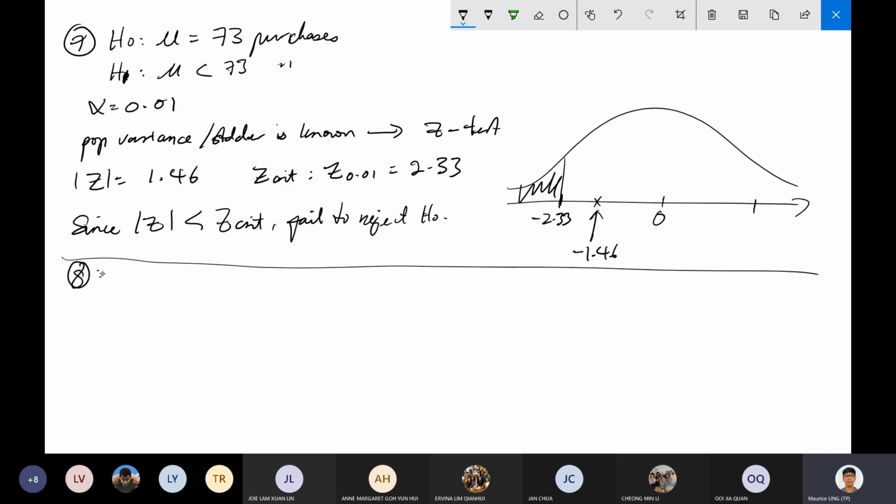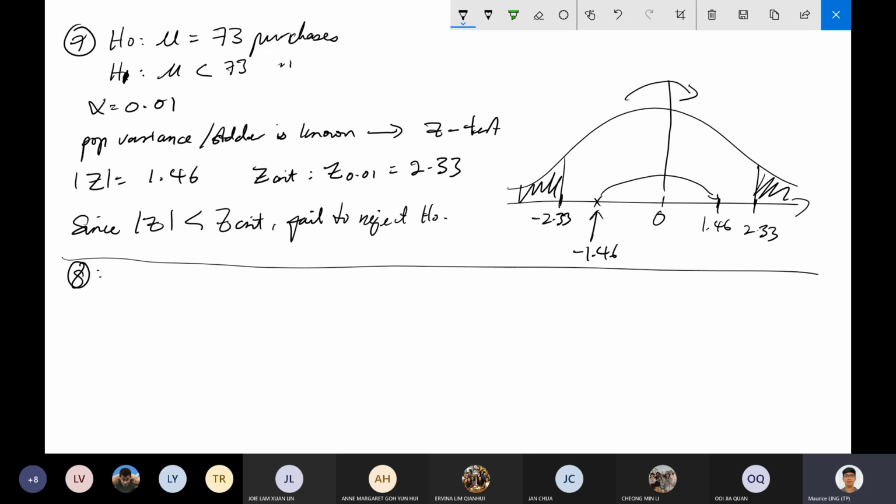Question number 8. How about question number 8? Same thing here. Let's go to question number 7 again. Because it is a mirror image, we flip it over. Here is 2.33. We flip this over, it comes here. This is 1.46. So it's still in the non-rejection area.